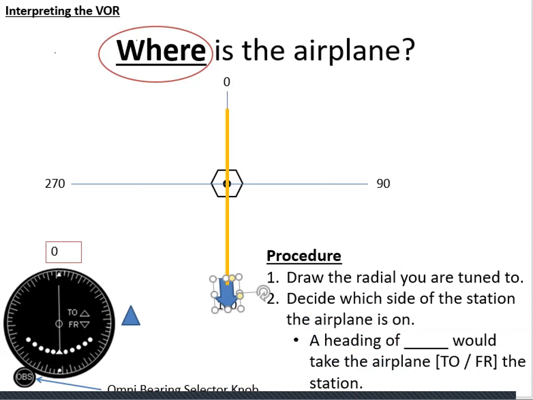If our to flag is lit, that lets us know that we are in a position where a course of 0 degrees, a heading of 0 degrees, would take us toward the station. We also know that the airplane, that dot in the middle, is on this line that's going to take us toward the station, right? So the procedure here is we draw the radial we're tuned to, we decide which side of the station we're on. That's the information we can get.